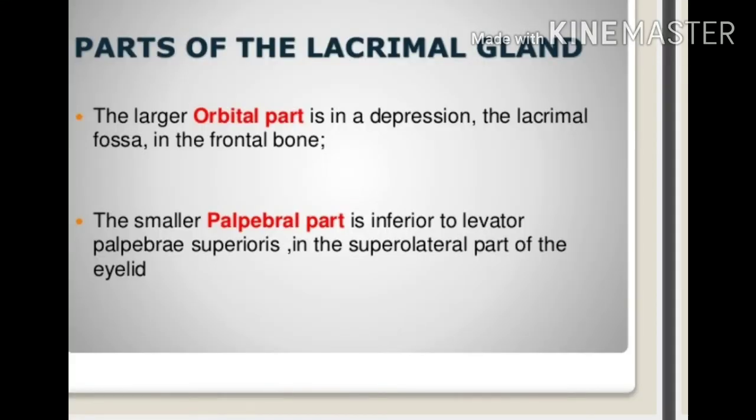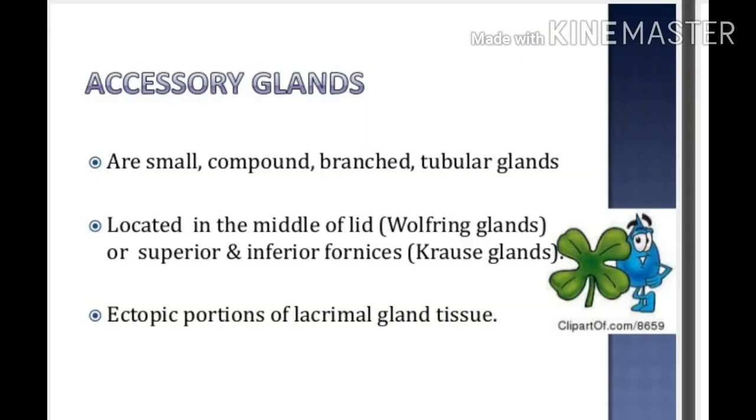The orbital part is situated in the lacrimal fossa on the inferior aspect of the orbital plate of frontal bone. The palpebral part is located inside the lateral part of the upper eyelid. As far as the lacrimal glands are concerned, there are the main lacrimal gland and two named accessory lacrimal glands. They are glands of Krause located in the fornices and glands of Wolfring located in the middle of the eyelid.